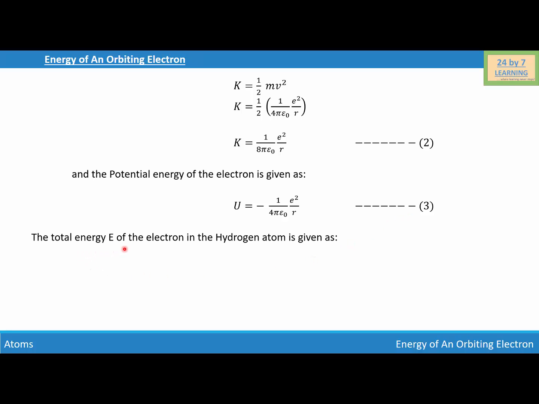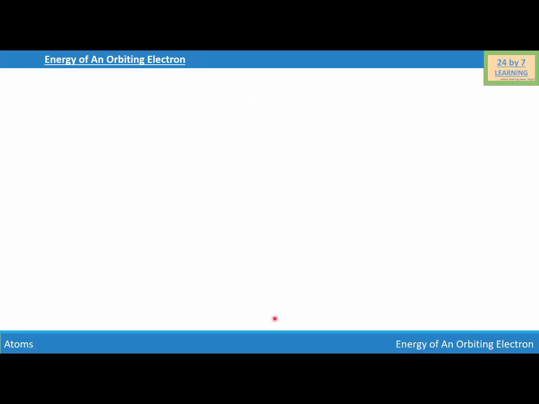So the total energy E of the electron in the hydrogen atom is given as E is equal to K plus U, because we are adding the kinetic energy and the potential energy to get the total energy of the revolving electron. So we will write E is equal to the kinetic energy, which is 1 over 8 pi epsilon 0 e square over r, plus my potential energy, which is negative 1 over 4 pi epsilon 0 e square over r. Let's simplify further, and positive times negative is negative.